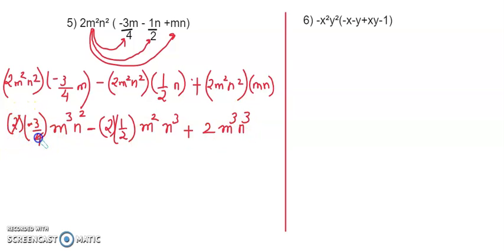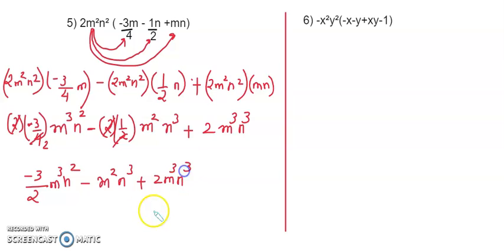Now this 2 and this 4 will cancel off. This 2 and this 2 will cancel off. So you'll get minus 3 by 2 m cube n square minus m square n cube plus 2 m cube n cube.